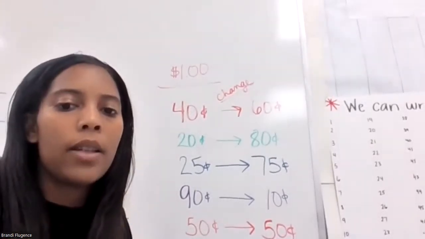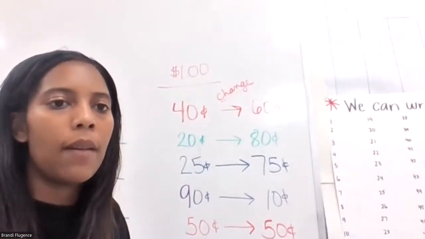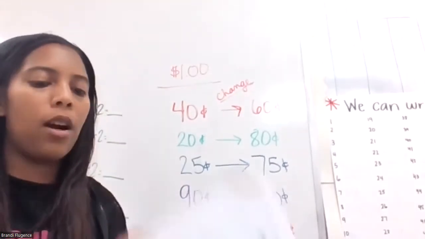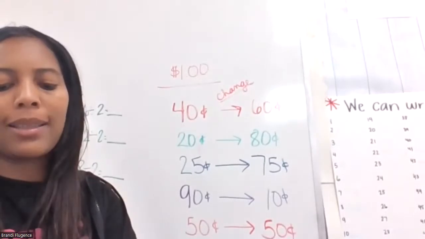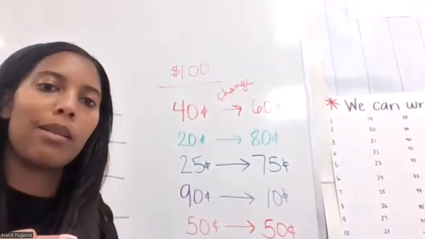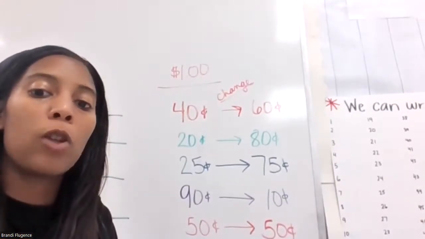Okay, so do y'all have these done? Yes, ma'am. So this is how we calculate change back from $1. You basically have to count how much would be remaining after you spend a certain amount. How much money would I have left over?